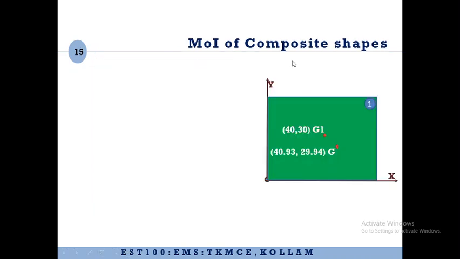So to do that, let us take the figure 1 alone. Figure 1 is a rectangle of dimension 60 by 80, and G represents the centroid of the composite figure. These are the coordinates, and G1 represents the centroid of the rectangle, the figure 1 that we are considering. So A1, that is the area of the rectangle, is 4800 centimeter square. Gx means the x-axis passing through the centroid of the composite figure, and G1x means an x-axis passing through the centroid of figure 1.